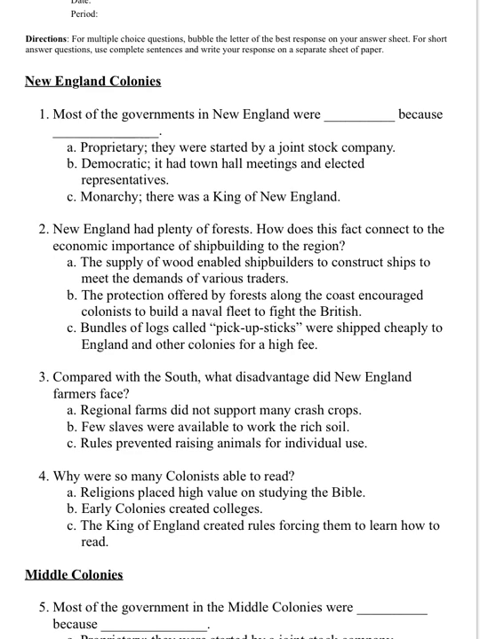Number 3, compared with the South, what disadvantage did New England farmers face? So you're thinking about farming in the South and New England. What disadvantage did New England farmers face? Was it A, regional farmers did not support many cash crops? B, few slaves were available to work the rich soil? Or C, rules prevented raising animals for individual use?